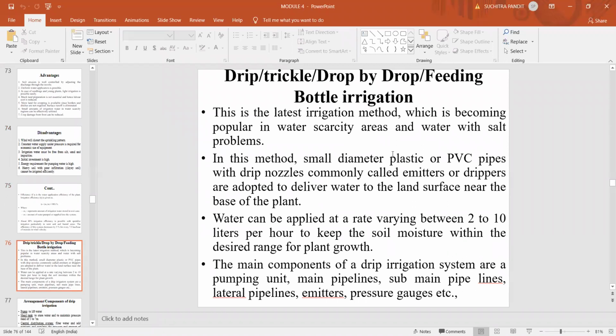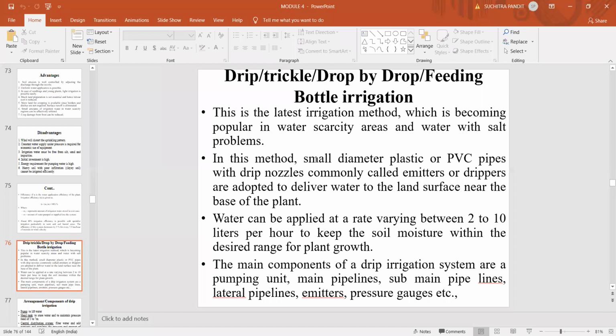And the last type of irrigation method is drip irrigation, also called trickle irrigation, drop by drop irrigation, or feeding bottle irrigation. This is the latest irrigation method, which is becoming popular in water scarcity areas and where water has heavy salt concentration or salt problems.